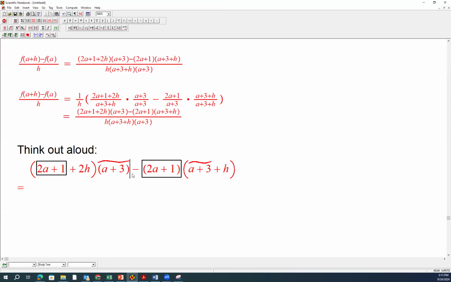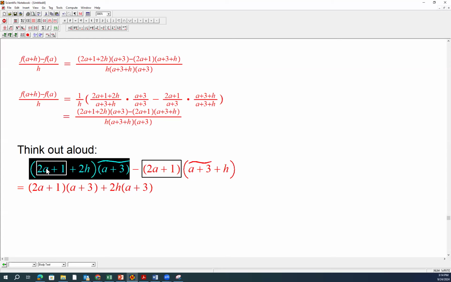So this is what I got. I take a plus 3 times 2a plus 1. So 2a plus 1 multiplied by a plus 3. I don't completely multiply this out. Plus a plus 3 times 2h. So I got 2h multiplied by a plus 3. So I'm done with the first term. I got 2 big terms.